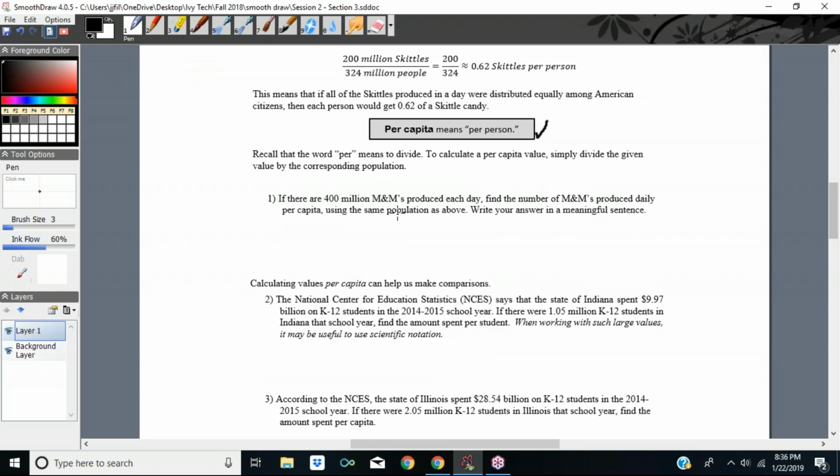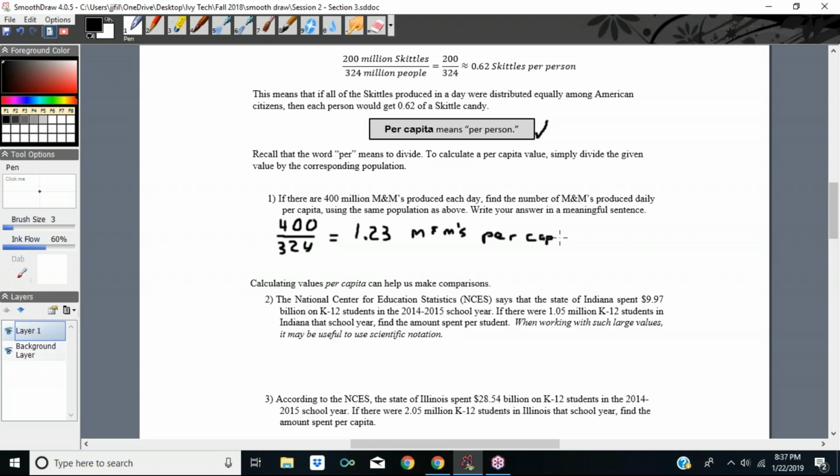Let's look at number 1. It says, if there are 400 million M&Ms produced each day, find the number of M&Ms produced daily per capita using the same population as above, and then write your answer in a meaningful sentence. This time we're going to take 400 million. We don't have to put the millions on because they are both in millions already and the units would cancel out. So 400 divided by 324, I got 1.23, and it would be M&Ms per capita.